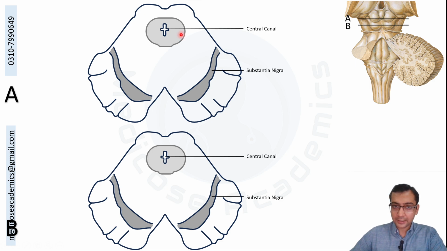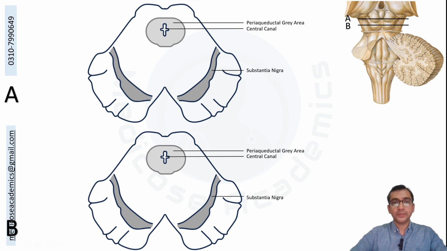Then there is the substantia nigra, present between the tegmentum and the crus cerebri, a darkly stained area. Let me make this amendment so that we may not go through this again and again.